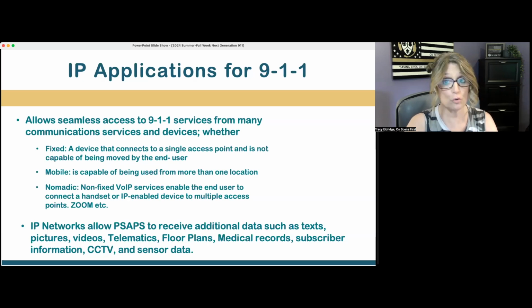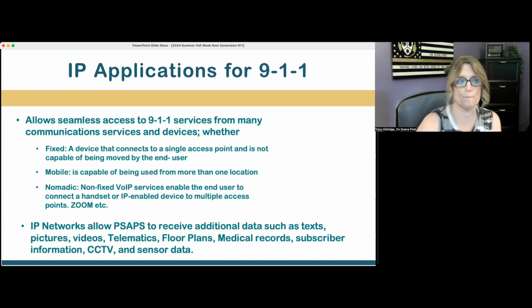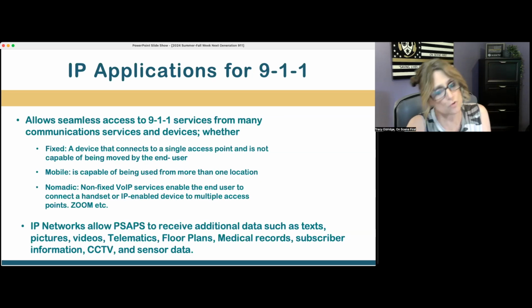If I'm on my Zoom and I was to make a 911 call through this phone application, it's going to need to know my location: where my account is currently, the IP address, and the geolocation of the call, etc. IP networks allow PSAPs to receive additional data such as texts, pictures, videos, telematics, floor plans, medical records, subscriber information, CCTV, and sensor data. So this is that additional data that we've been talking about for a long time.